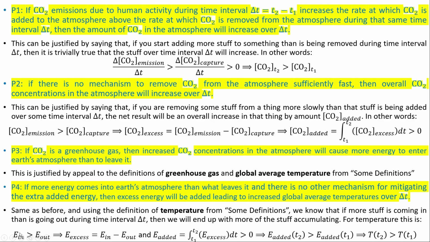So if the energy coming in is greater than the energy going out, and we define the excess energy as this difference, energy in minus energy out, then the energy added is just the amount of excess added up from time 1 to time 2, and this is greater than 0. Then if we say that the E added at time T2 is greater than the E added at time T1, then the temperature at time T2 will be greater than the temperature at time T1. That's just because from that definition of temperature, we know that energy is related to temperature. So if the energy at T2 is greater than the energy at T1, then the temperature at T2 would have to be greater than the temperature at T1.